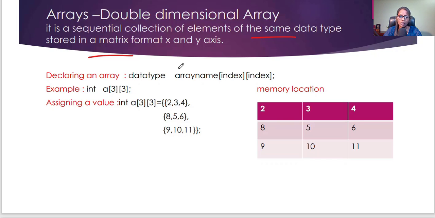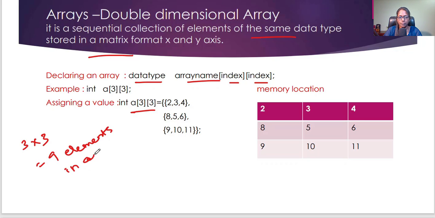Previously we saw it as a list, with one index. In the same way, declaring this array is data type, array name, index, index. Here there will be two indexes, called the x and y axis. This is called a double dimensional array. So integer a of 3 comma 3. 3 comma 3 means you can store up to 9 elements in array a.